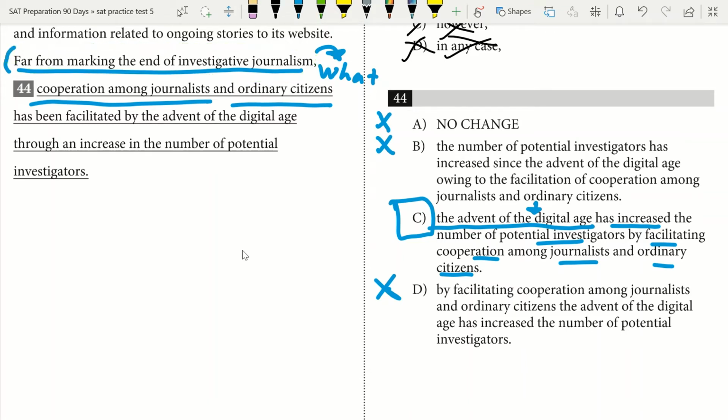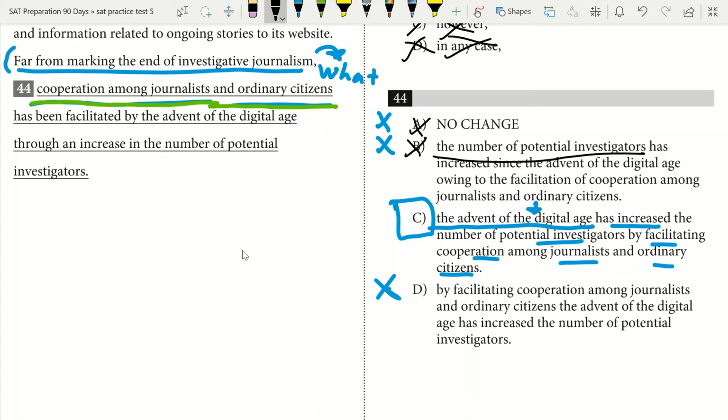Okay, so we know in this case that "far from marking the end of investigative journalism" is not modifying "cooperation among journalists," because we know that cooperation among journalists and ordinary citizens is not what's far from marking the end of investigative journalism. So that would be a dangling modifier, okay? So that would be incorrect. Now, if we look at option B, "the number of potential investigators," once again, "far from marking the end of investigative journalism" is not modifying the number of potential investigators.